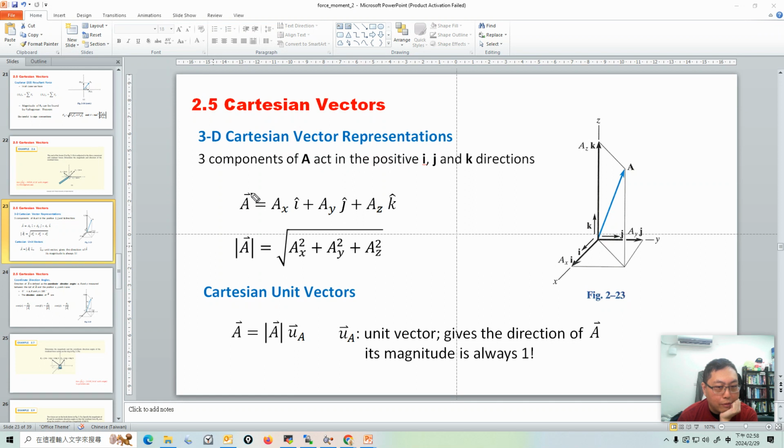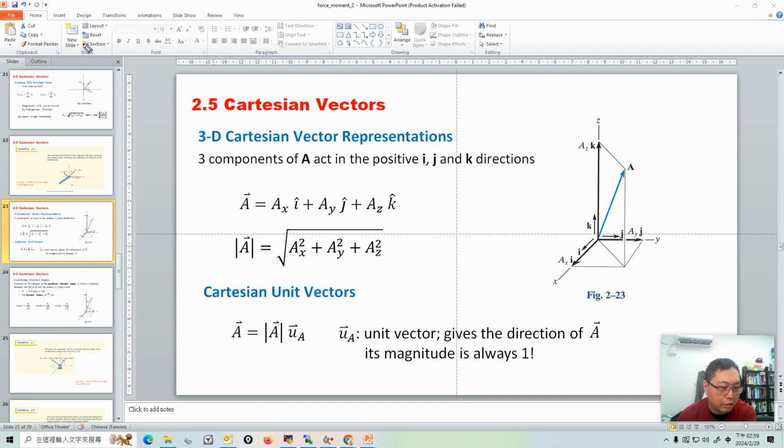And the magnitude of the vector A is just the sum of the components squared: Ax squared plus Ay squared plus Az squared, and then take the square root as the magnitude of the 3D vector. And here we introduce what are called Cartesian unit vectors.